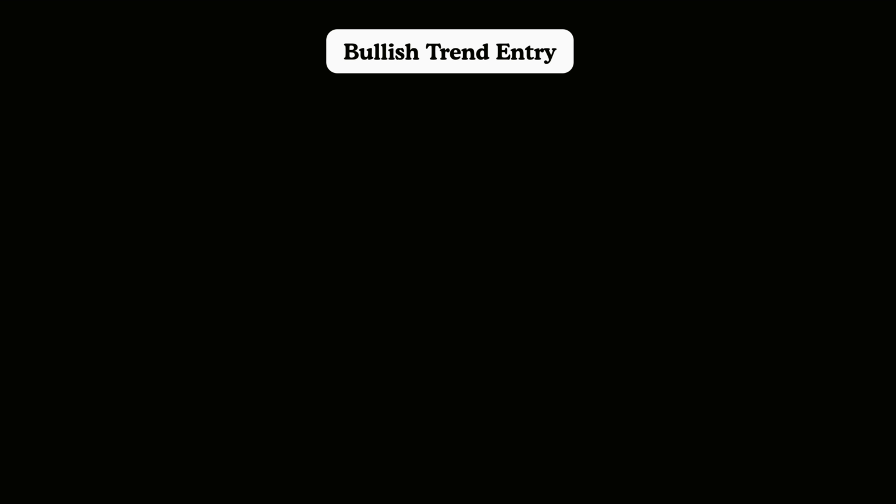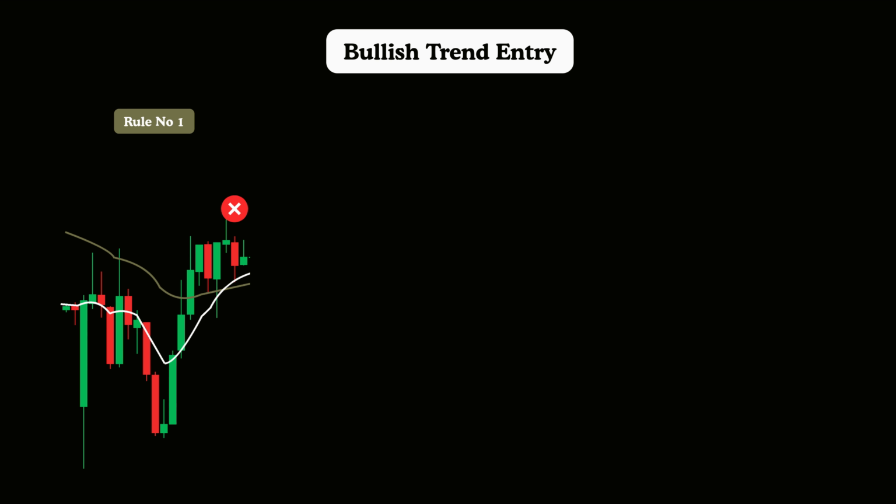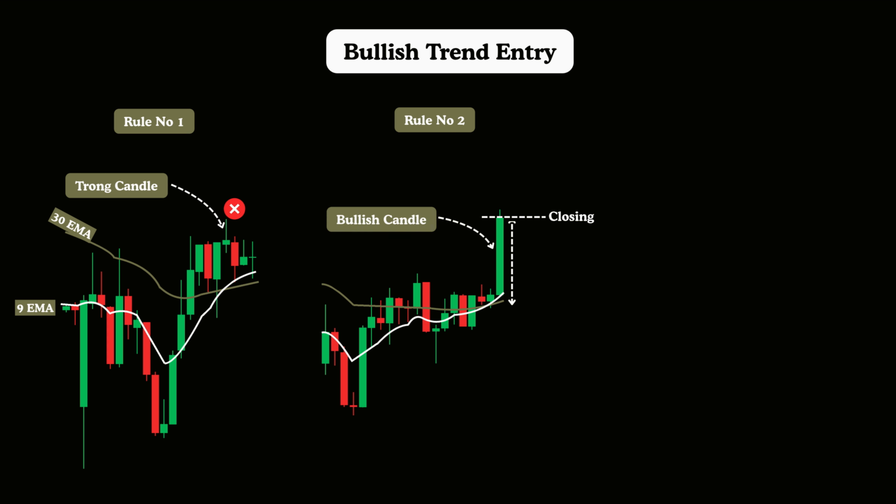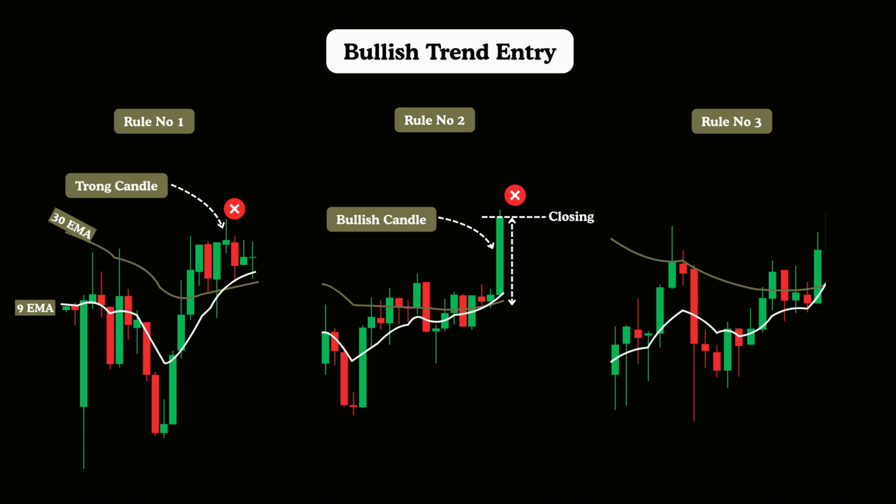Let's now examine this strategy in a bullish trend. Understand the rules of how to apply it. Rule number 1. If the market is in an uptrend, then we should not enter a long position until the 9 EMA crosses above the 30 EMA line from below, along with the closing of a strong bullish candle. Rule number 2. If the 9 EMA crosses above the 30 EMA line, but the candle closing at the time of the crossover is far away from the EMA line, then a long entry should be avoided. Rule number 3. If a candle crosses above the EMA and closes near the 9 EMA line, then we can take a long position with a small stop loss.